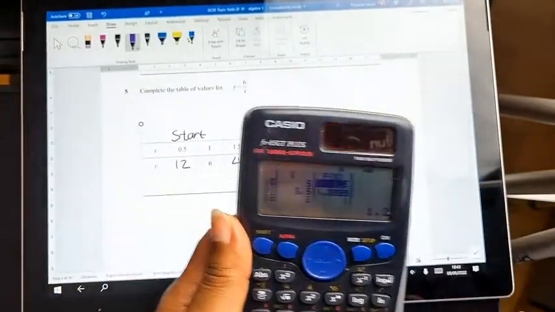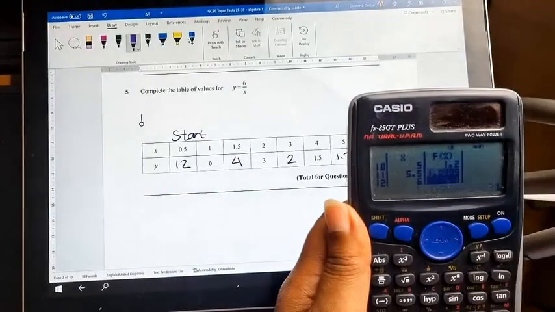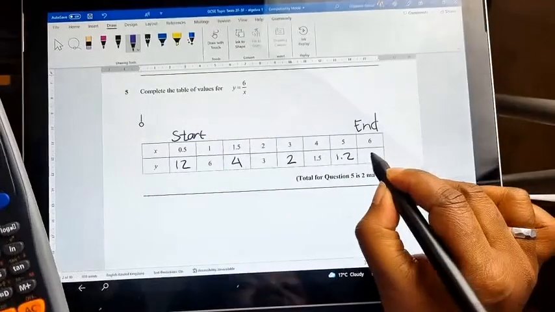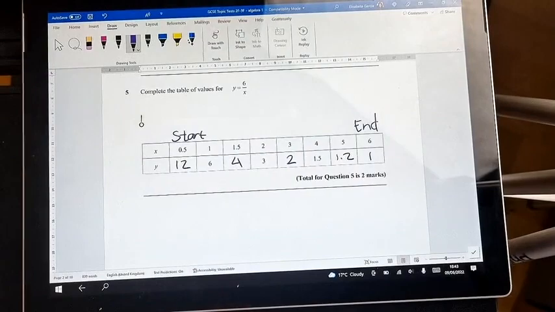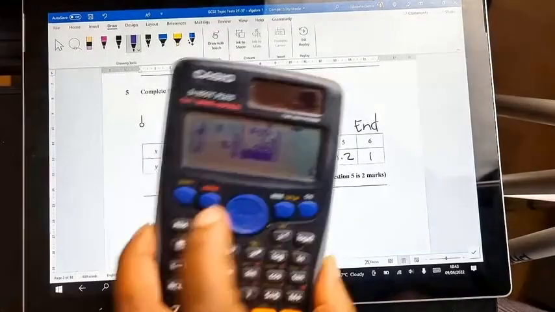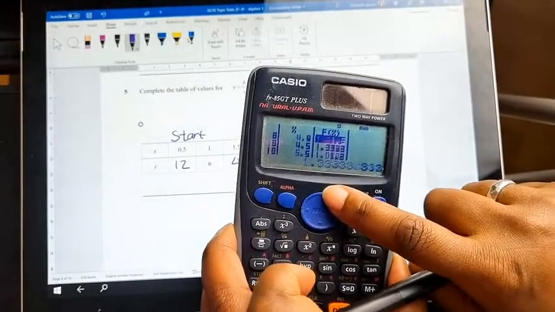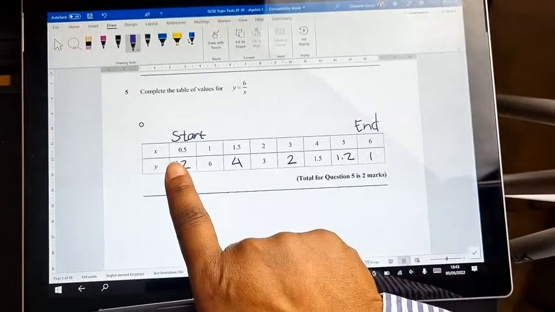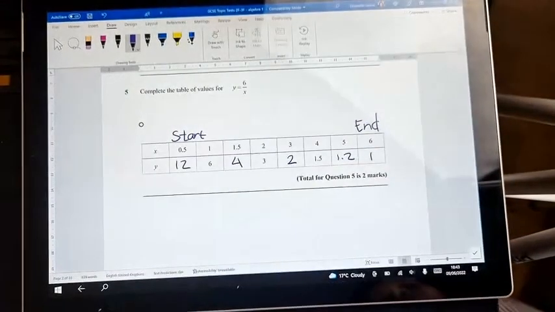decimals, 1.2. And then the last one is 6. So the answer is 1. Well done. Yes, you can divide, and that's much easier, but you have all the answers here. Just need to move the cursor. This one is a hard one because you're doing it in 0.5, so you need to be careful. Okay, guys?